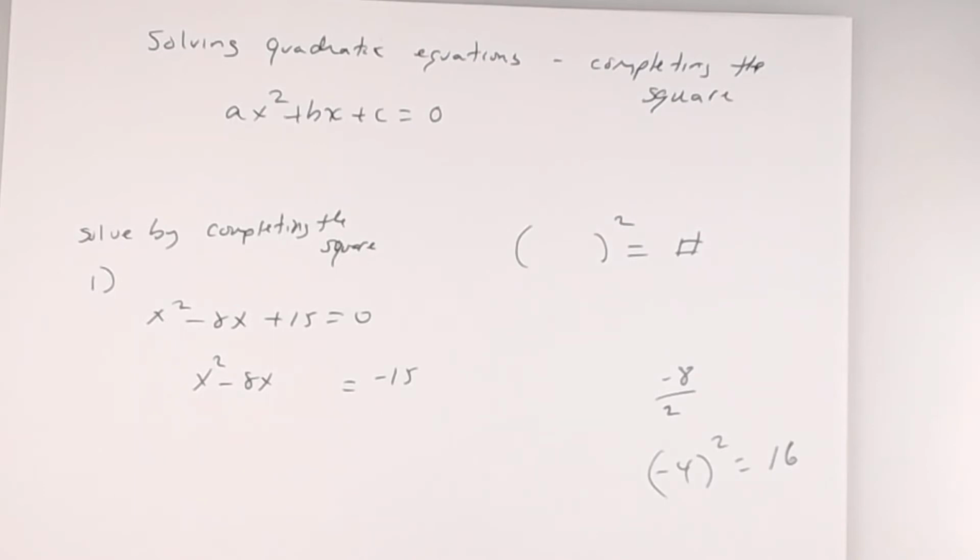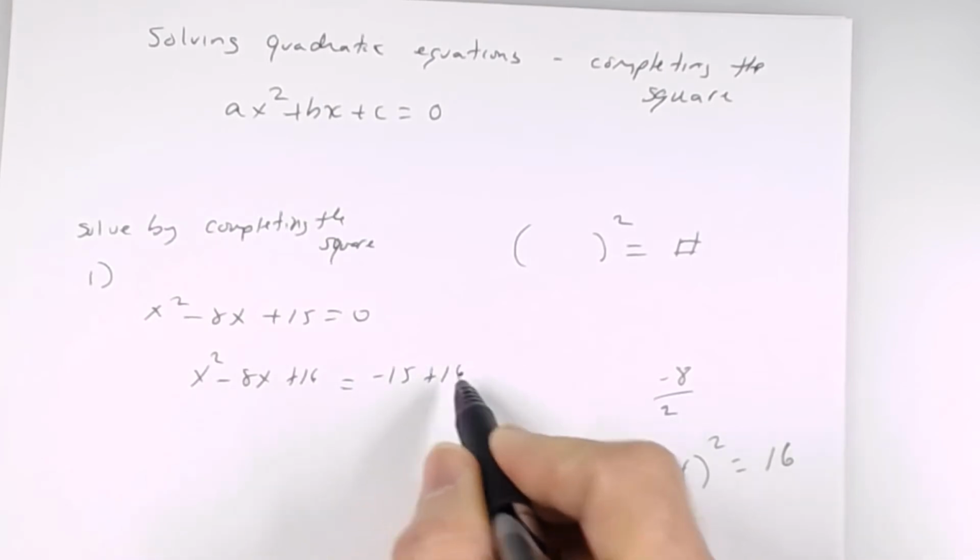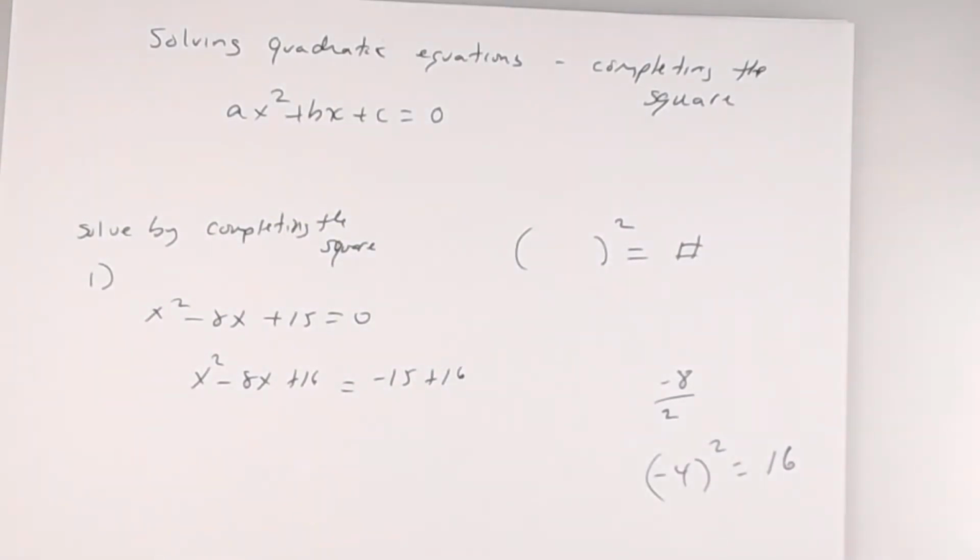16. Then still part A says, once I get that, then I got to do what to both sides? Add that number to both sides. So I'm going to add 16 to both sides. Okay? All right, so that's where we're at. That's part A. So it's a very simple process.